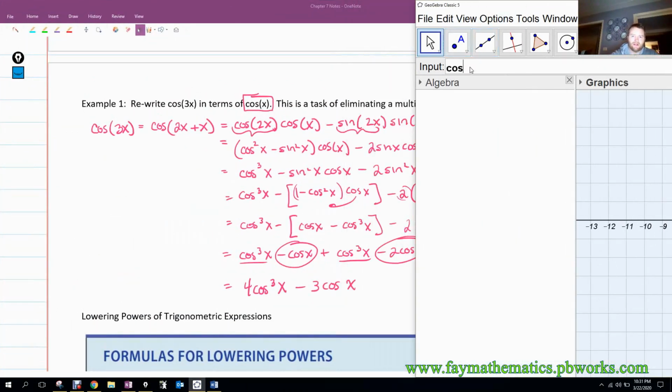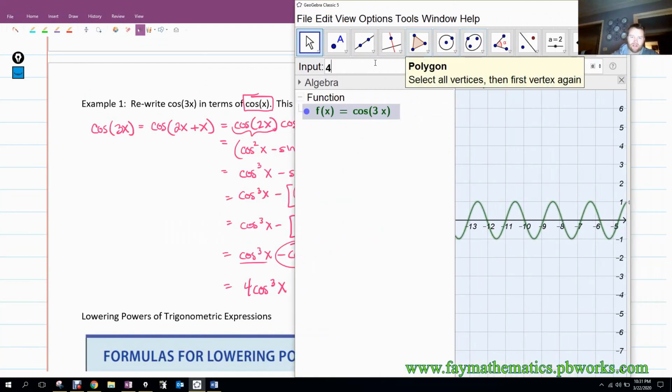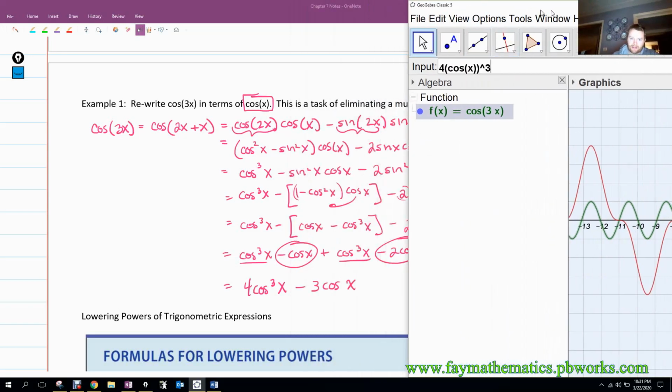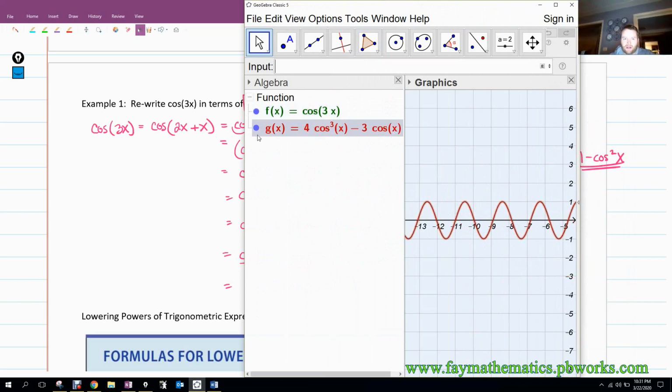So let's see if that happens. So we get that curve there. We'll go cosine 3x. So let's type in 4 cosine of x cubed minus 3 cosine of x. And you see it, they land on top of each other.